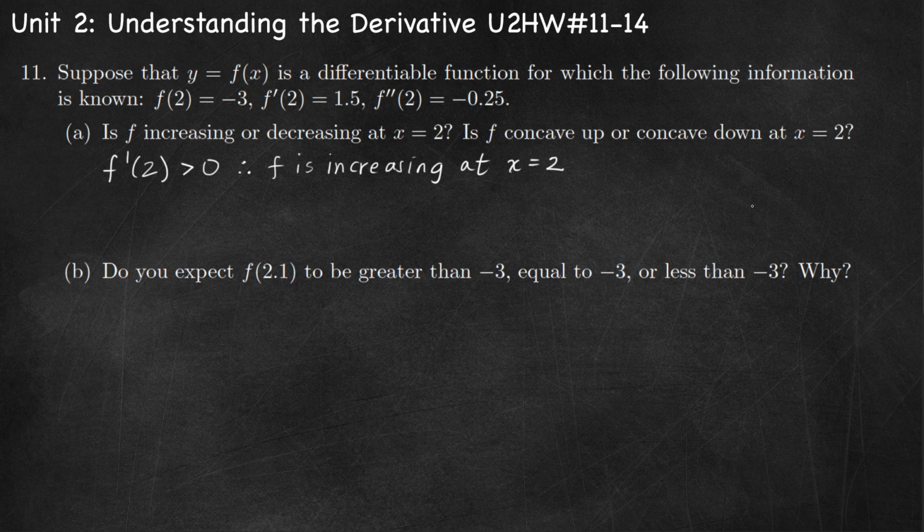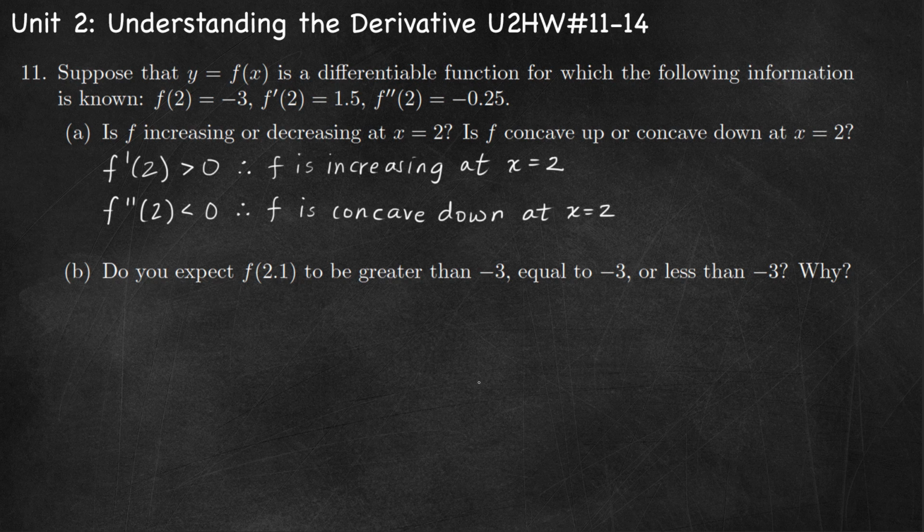The second part of that question is, is f concave up or concave down at x equals 2? Well, our second derivative, f double prime of 2, is negative 0.25. That's a negative number, so less than 0. And whenever the second derivative is negative, we know that our function is concave down at that point. So f double prime of 2 is less than 0. Therefore, f is concave down at x equals 2.